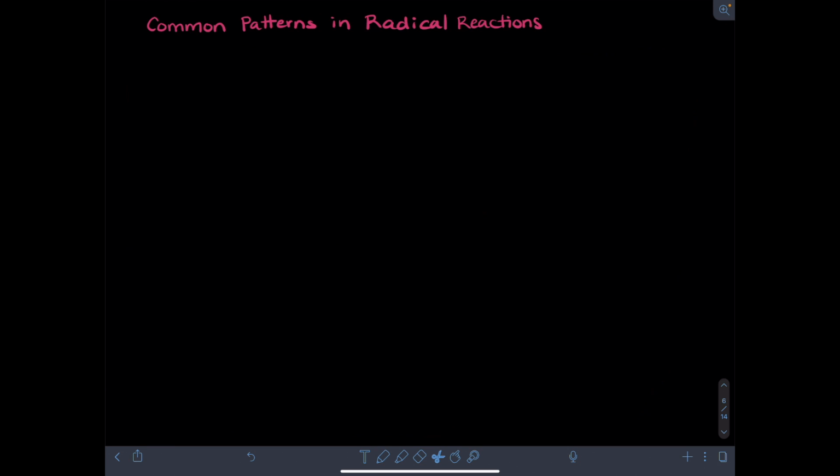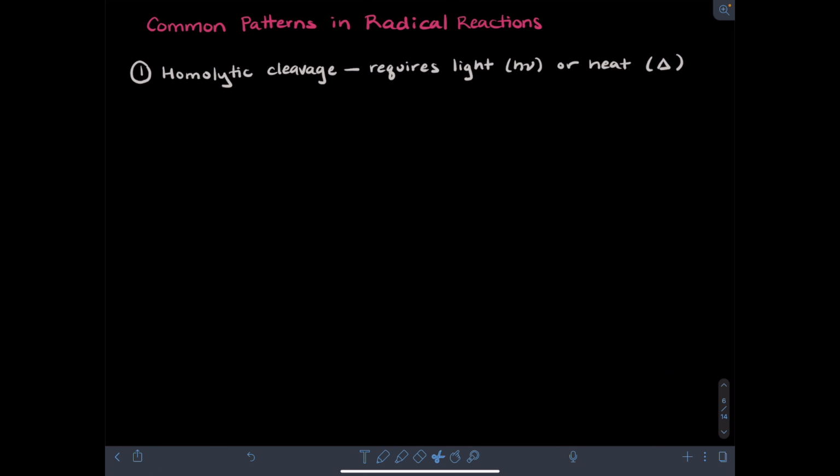Before delving into particular reactions and their mechanisms, I want to talk about 6 common patterns that you'll see in radical reactions. The first pattern is known as homolytic cleavage. This is breaking a bond and creating 2 radicals, and this requires a lot of energy. You'll need energy in the form of light, written as hν, or heat, often written as a capital delta, in order to get this homolytic cleavage to occur.